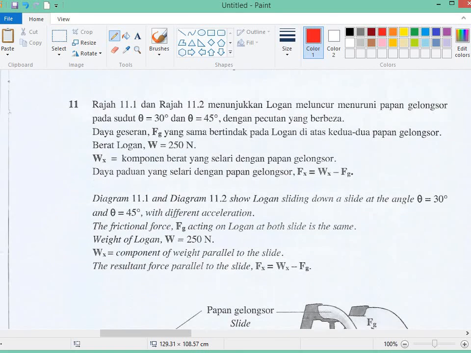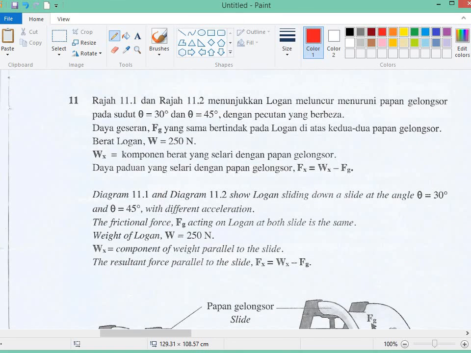Okay, let's look at section C. Section C only has one question, so you have to do all.